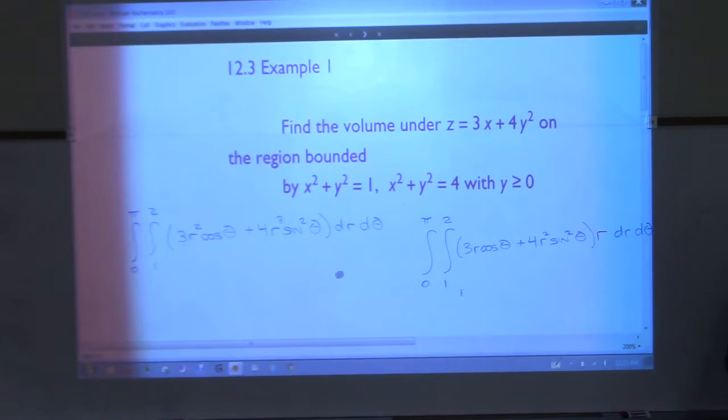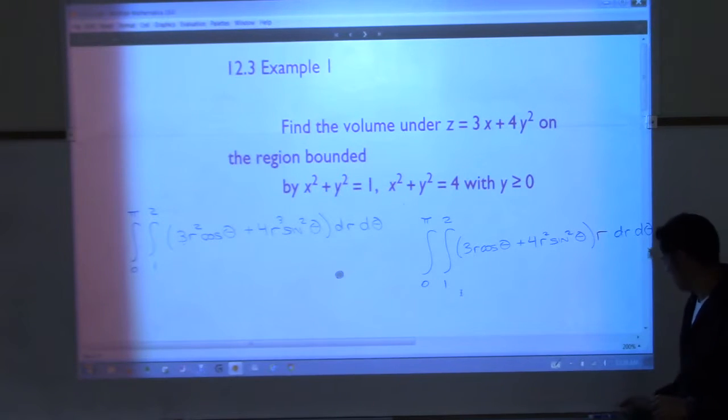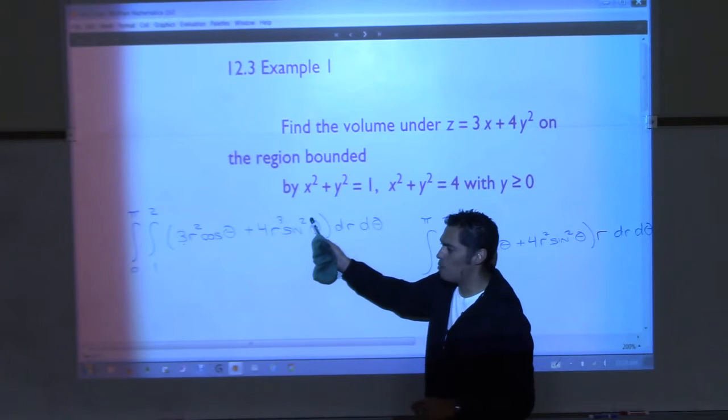Wait, the 3 is excluded. The what? The x value. Which one? Oh, never mind. Yeah, just the r cubed and then sine squared still.